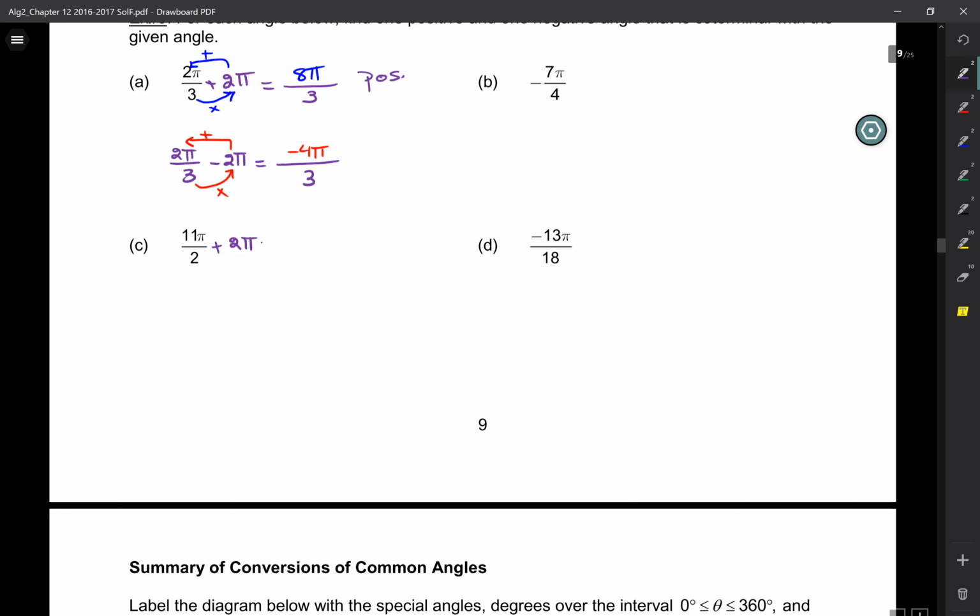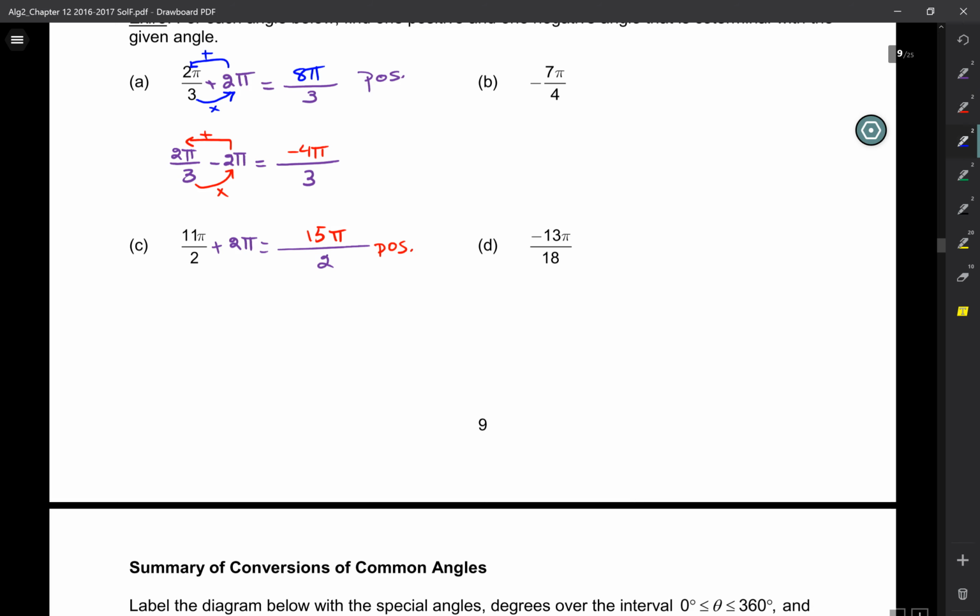Okay, let's do this one. Plus 2 pi will give me a denominator of 2. So we're going to have 2 times 2, 4 pi plus 11 pi. That's 15 pi over 2. That's my positive coterminal angle.